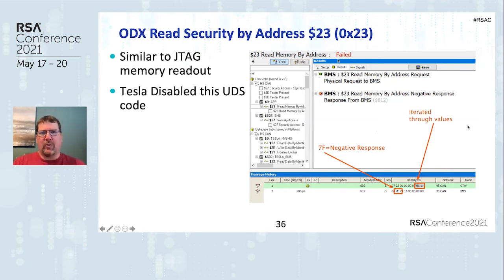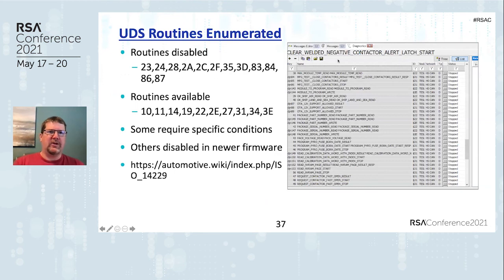So what I then went through and did was enumerate all the various routines that were available. And you can see a list of the disabled ones. There's a really good link down here. The Automotive Wiki will actually tell you what ISO 14229 routines are and what they do. And then the ones that I actually was able to get a valid response from, or that I found a valid value in the ODX files, are all listed right here. And there are some pretty cool, interesting ones, which I'll show in a couple of slides.